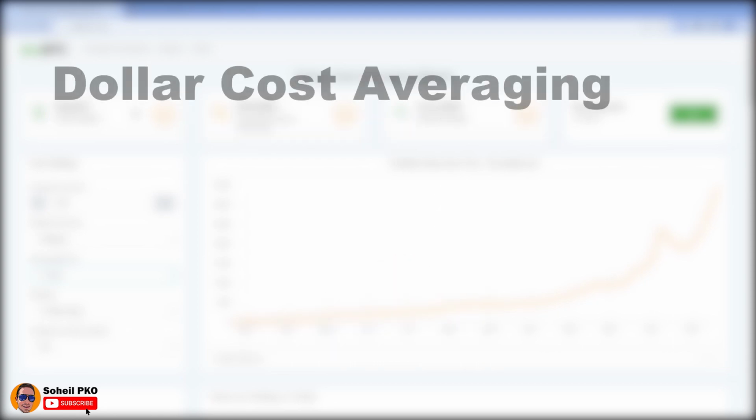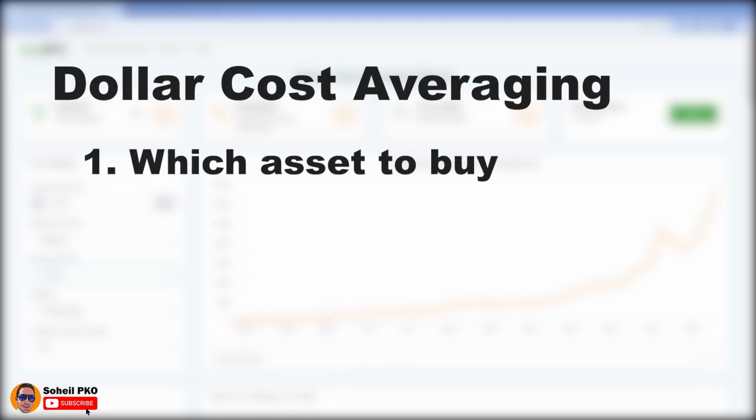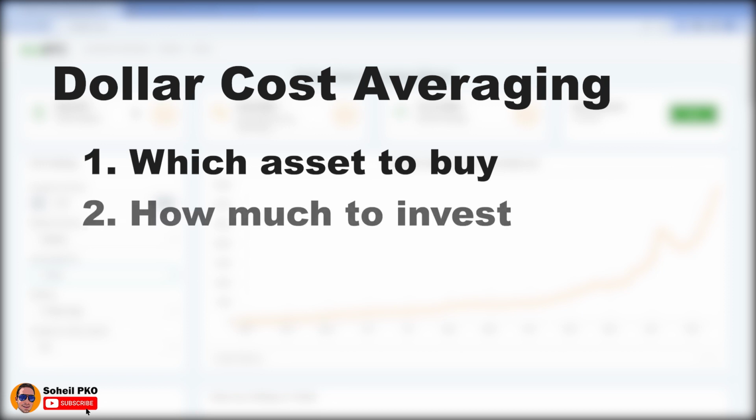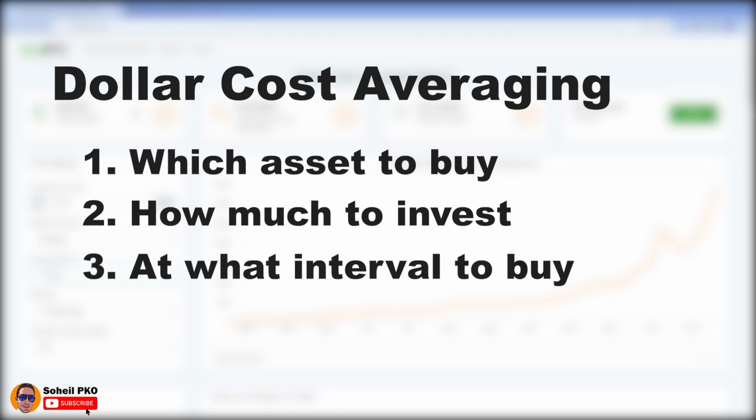So to dollar cost averaging, the first step is to decide which asset you want to buy, and this requires a serious study and research. Then you must decide how much of your capital or how much of your income or salary you want to allocate to that asset. And next, in the final step, you must decide on picking a fixed buying interval.